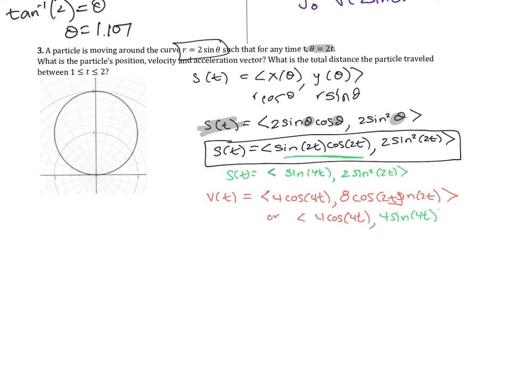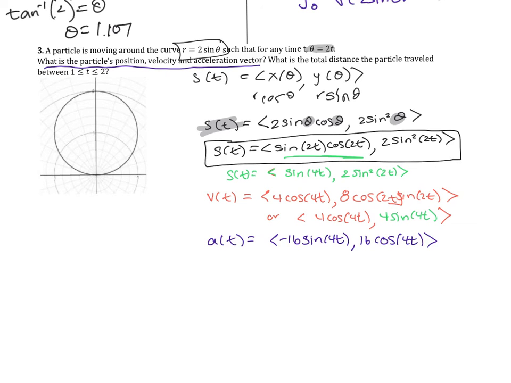You do not have to use these trig identities to simplify. You're just going to be working with messier derivatives, which may not be a problem for you, and it's good first semester review. So now I'm going to take the derivative of this to find the acceleration vector. That's going to be negative 16 sine of 4t and 16 cosine of 4t. And now I have satisfied this first part, position, velocity, and acceleration vectors.